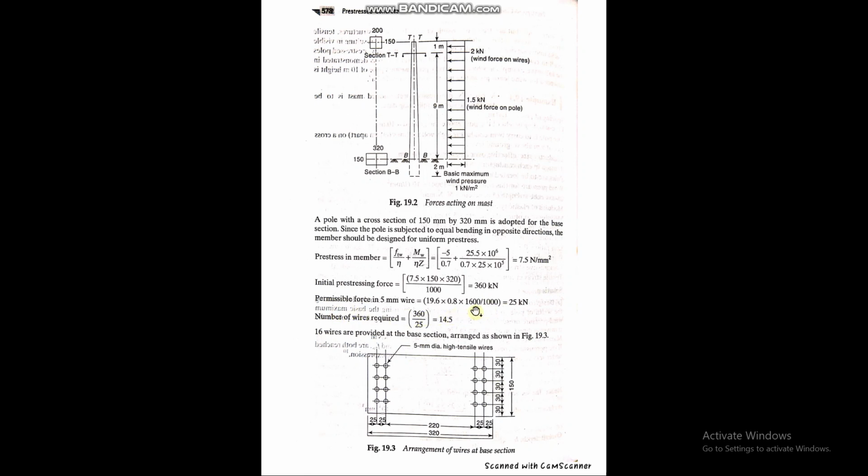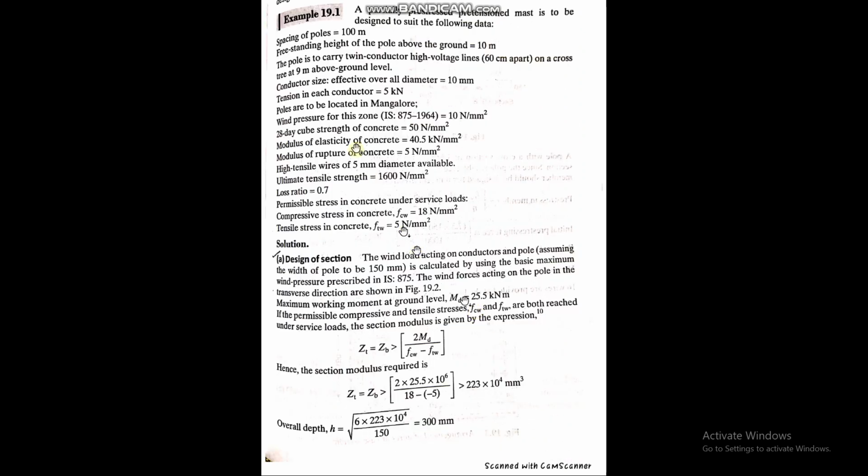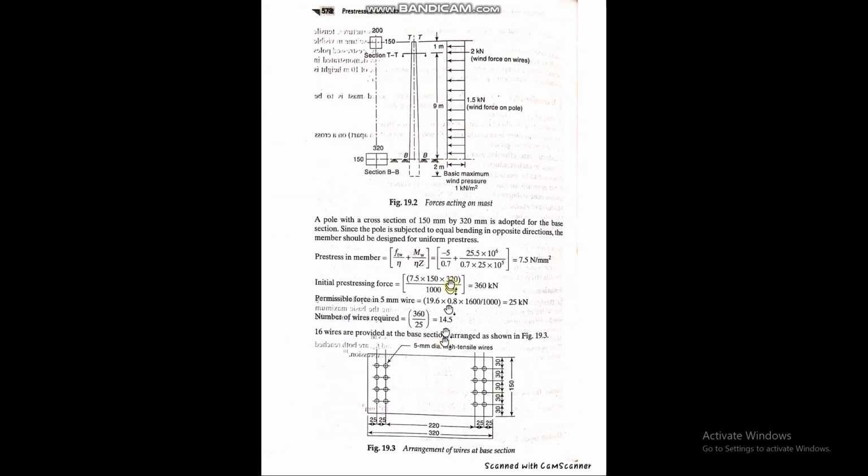So this is 0.8 multiplied with the ultimate tensile strength of the wires. Since we are going to calculate the permissible force, we are not going to calculate the ultimate force at which the wire fails. So then you have the permissible force, 25 kilonewton, and then you distribute this load over the wires. How many wires would be required? It's coming out to be 14.5. So you round it off, and 16 wires are provided at the base of the section, and the arrangement looks like this.